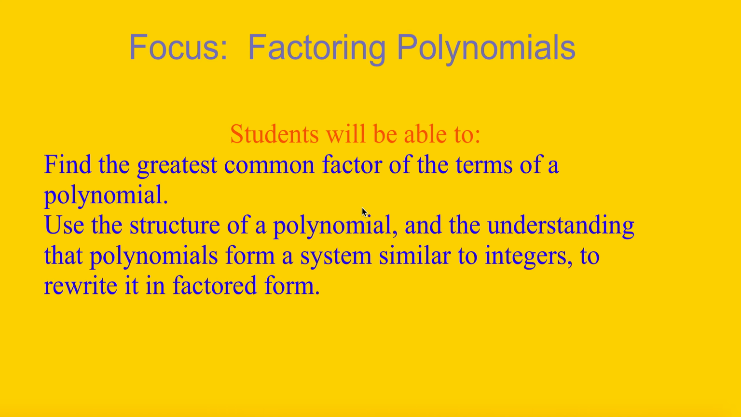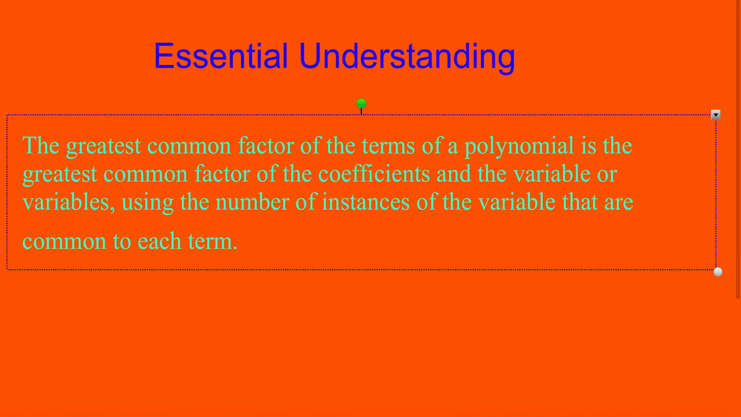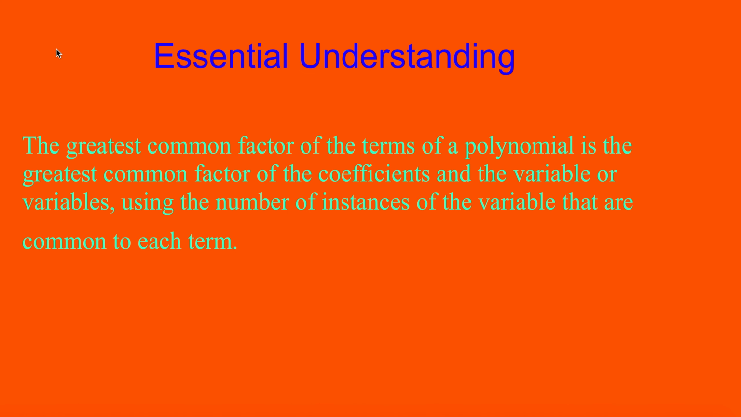a factored form. The essential understanding for this lesson is the greatest common factor of the terms of a polynomial is the greatest common factor of the coefficients, and the variable or variables using the number of instances of the variable that are common to each term.